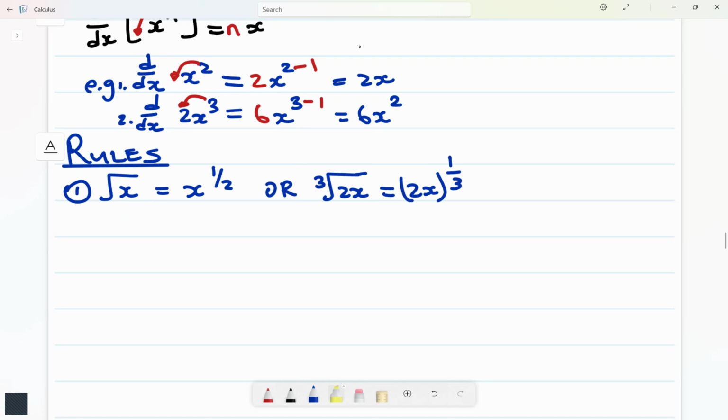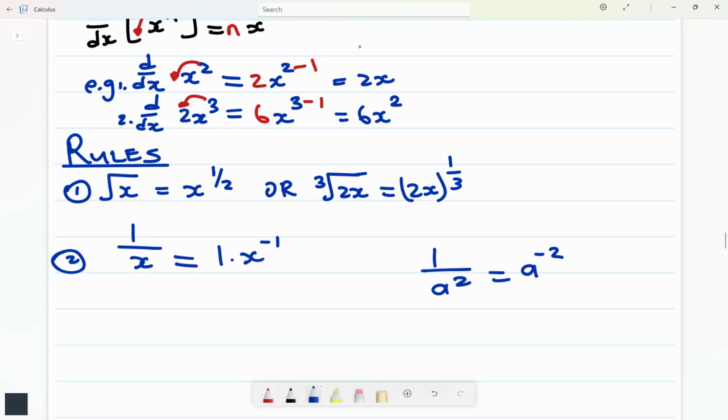The second one says what I differentiate with respect to should not be at the denominator, meaning I have to change this one into 1 multiplied by x to the power of -1. Remember when you take this from the bottom to the top, you introduce -1. The rules say 1 divided by a is the same as a to the power of -1. If I have 1 divided by a squared, it is a to the power of -2.